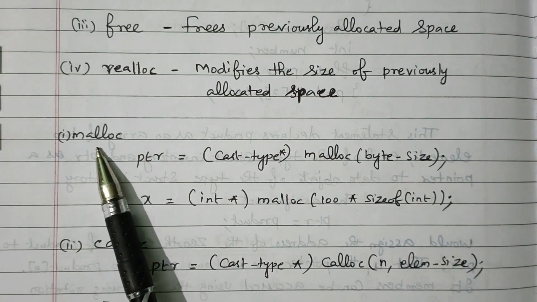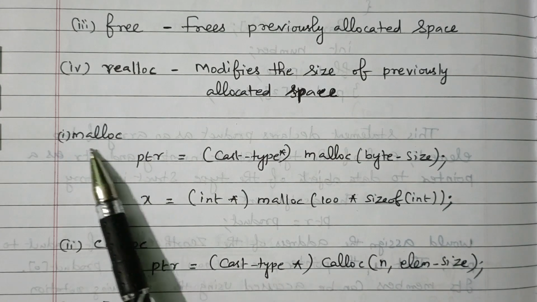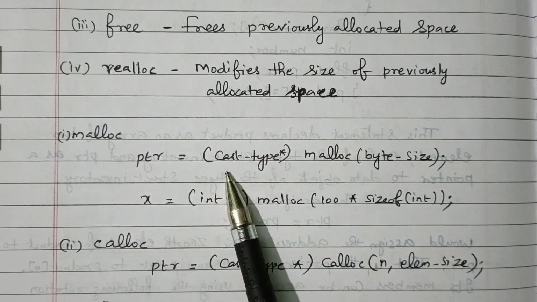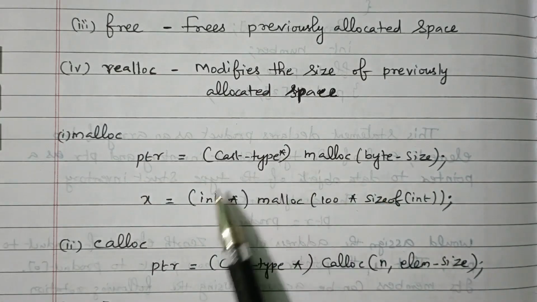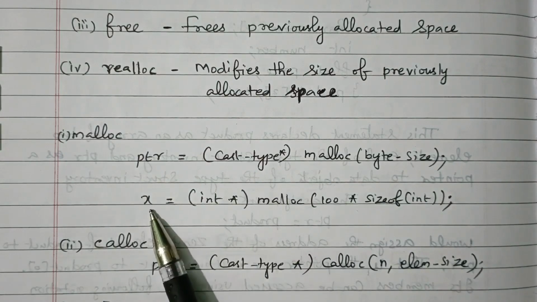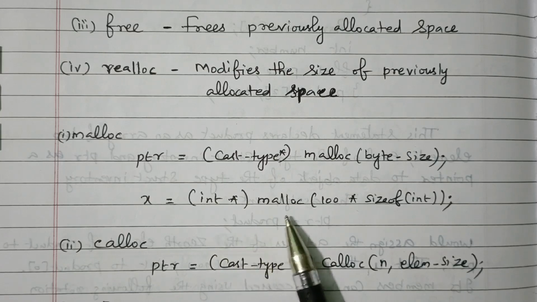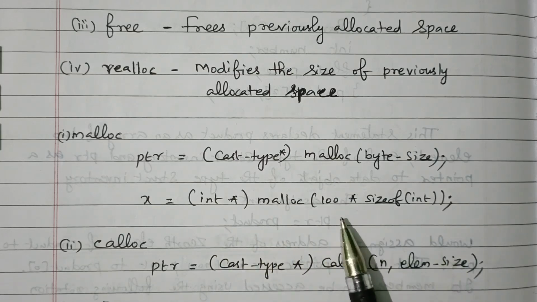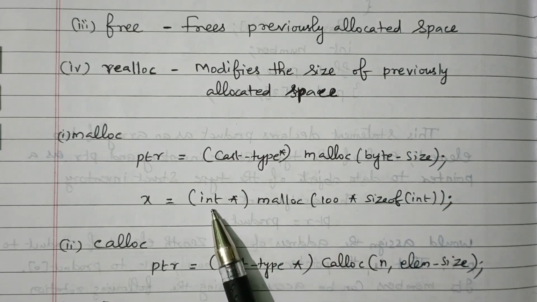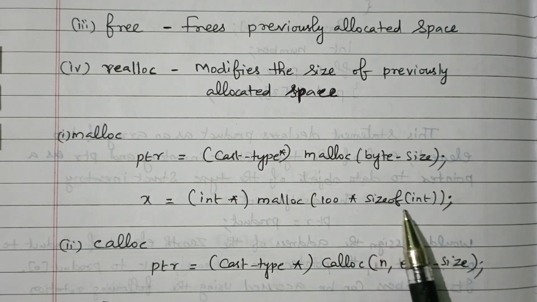Then malloc, this example shows how to use malloc. Pointer, cast type, malloc, byte size. Cast type means, for example, x equal to, this pointer is x, integer, we are going to use integer, malloc, 100 into size of integer. So what will happen? It is the integer type. How many data do we need? 100. So 100 into size of integer.